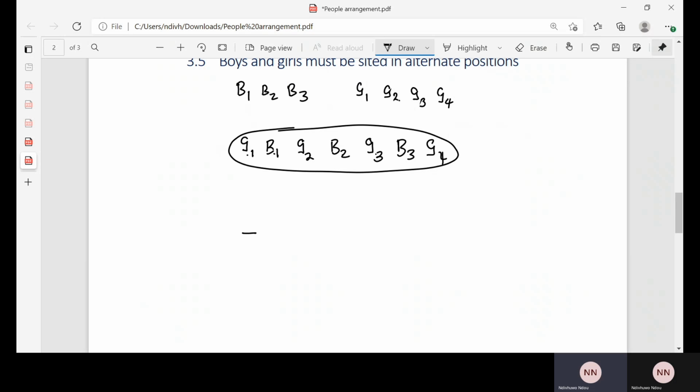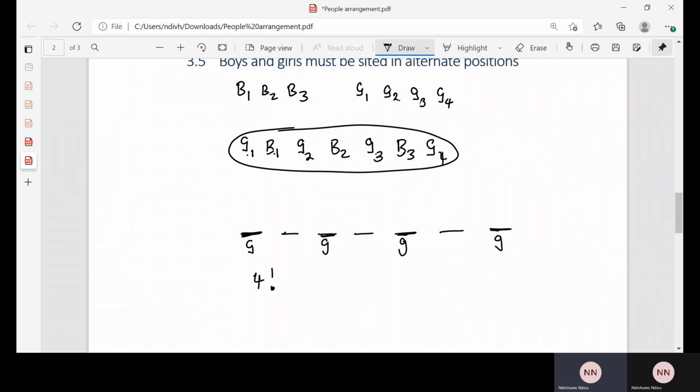1, 2, 3, 4, 5, 6, 7. So we know that here there must be a girl. Here there must be a girl. Here there must be, okay, alternate, a girl. Here there must be a girl. So girls can be placed in 1, 2, 3, 4, right? So how many ways are there to arrange girls? There are only 4 factorial ways.